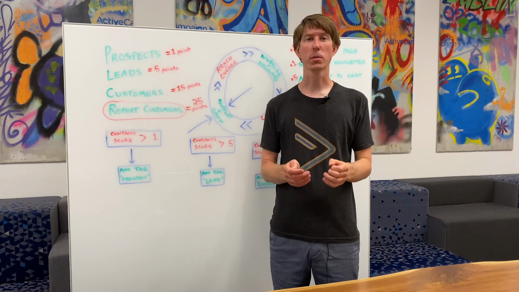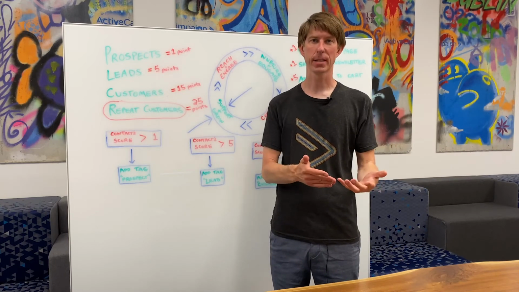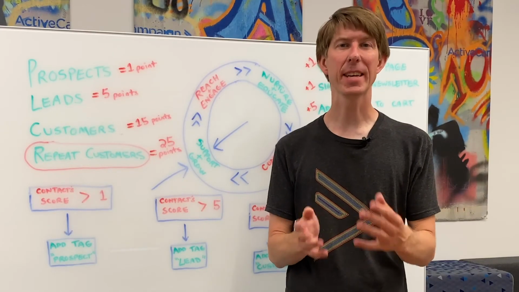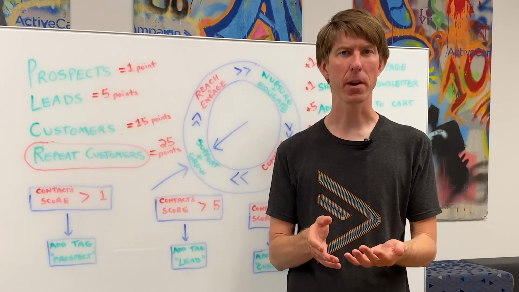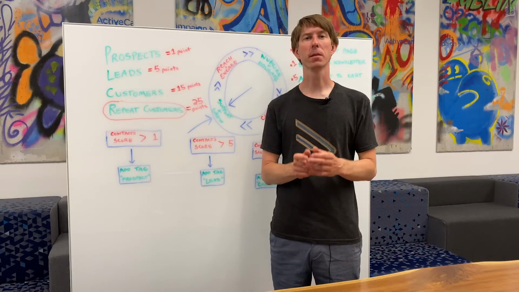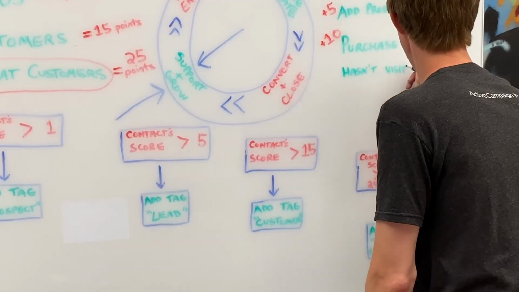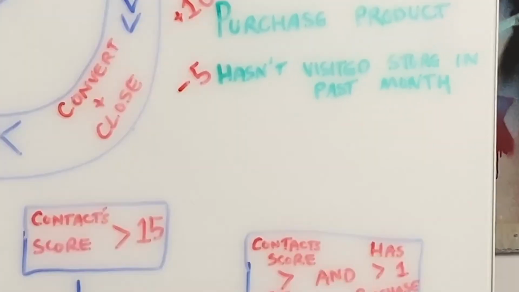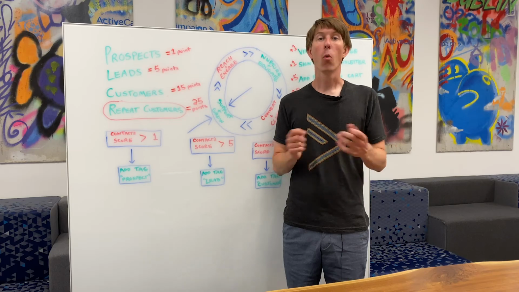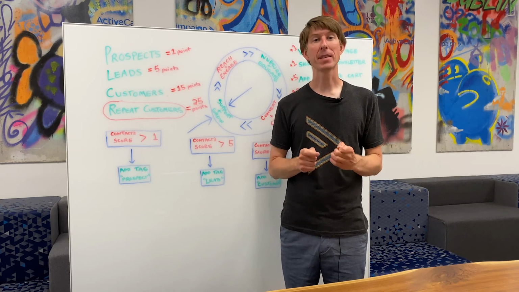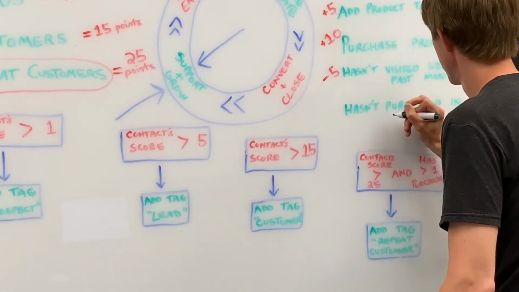All the scoring rules we've set up so far add points. What if a contact doesn't indicate any interest or engagement for a period of time? That's when we subtract points. For example, let's create a rule that subtracts 5 points if a contact doesn't visit our store for a month. What if they haven't bought anything in the past 3 months? Let's subtract 10 points from their score.